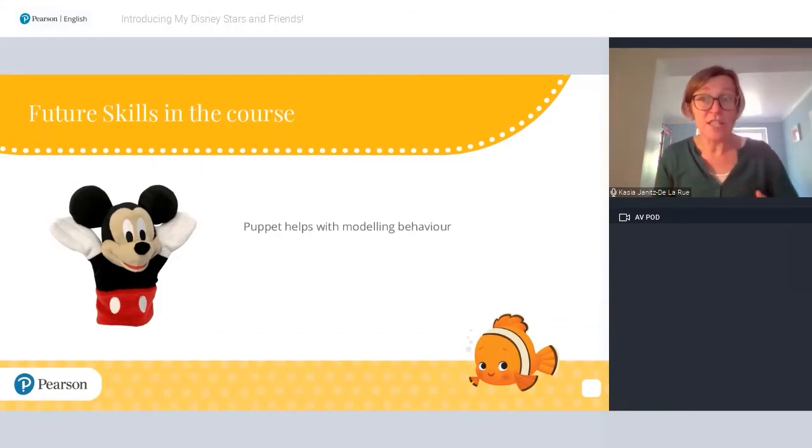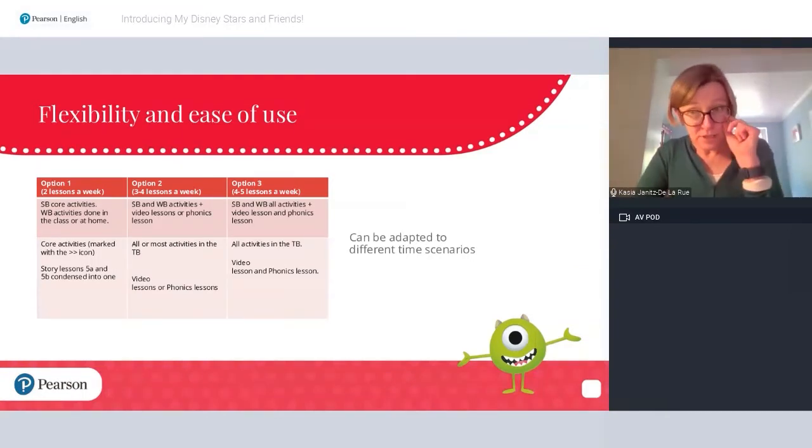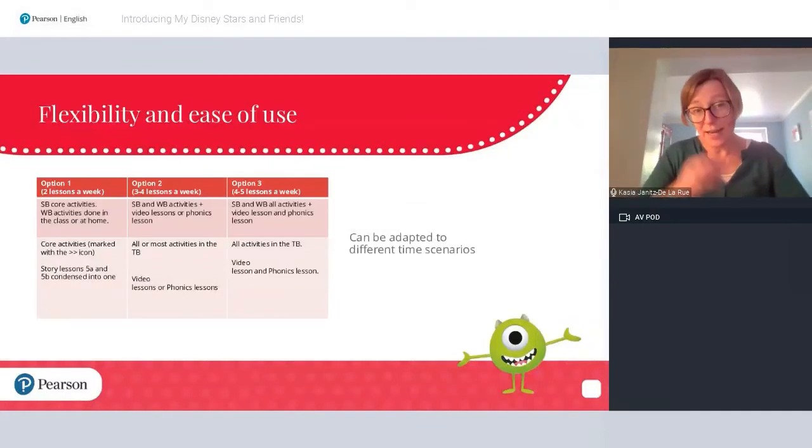So you have a lot of teaching notes helping you build a puppet or a toy into your lessons to help you manage the classroom. So that's all I wanted to say about the future skills in the course. And I would like to move on to the next part, which is all about flexibility and ease of use, and how the course will help you with classroom management.